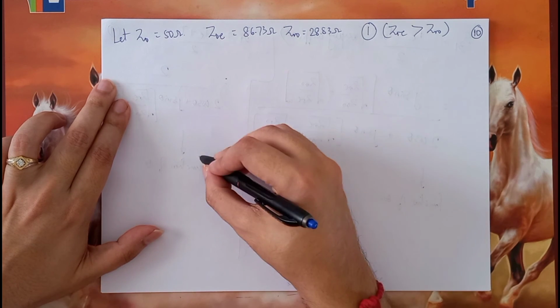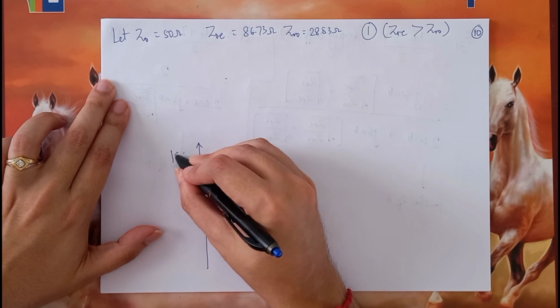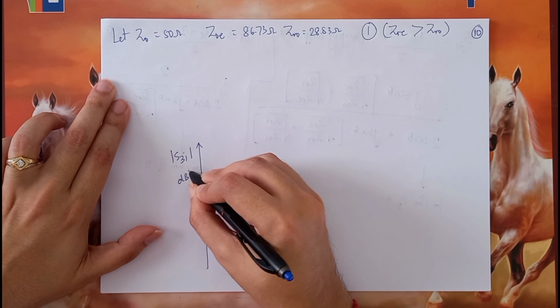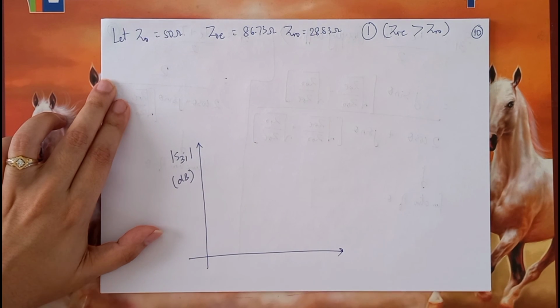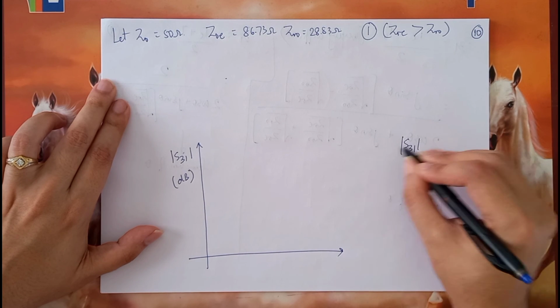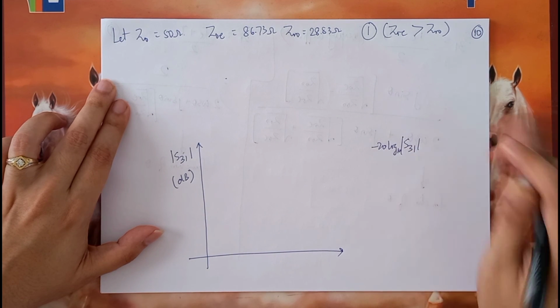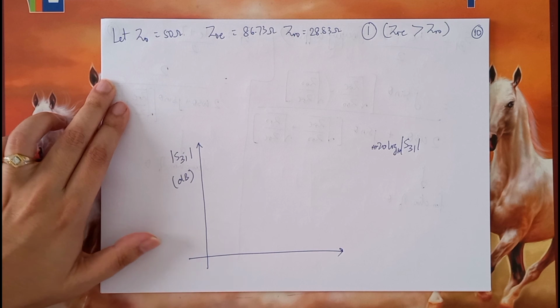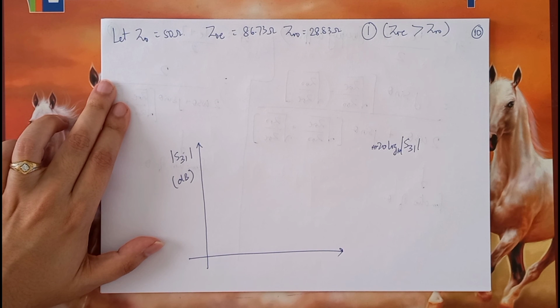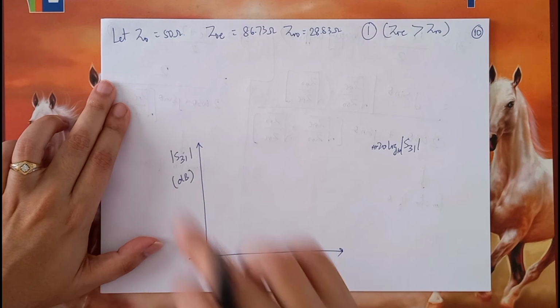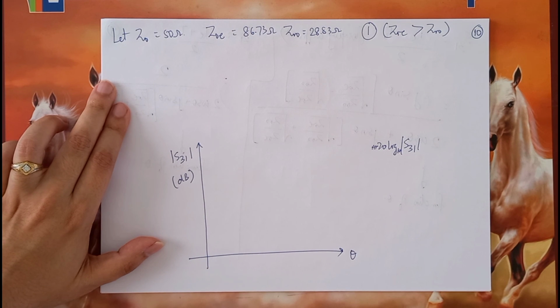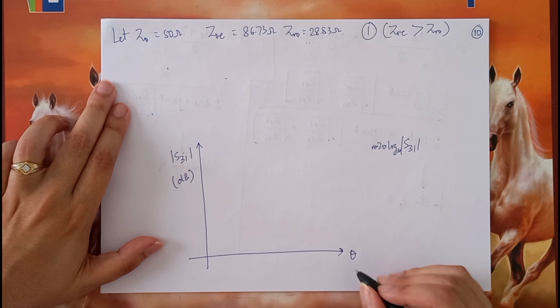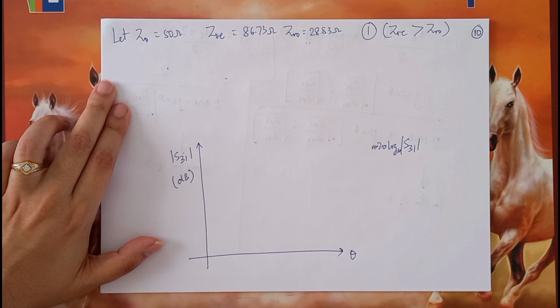and if I now plot the magnitude of S31 in dB, that is 20 log 10 of mod of S31, sorry, I'll not say minus, I'll keep it as plus itself. So therefore what we will see is something like this. If I plot mod of S31 as a function of theta in, let us say, radians, what we will see is something like this.